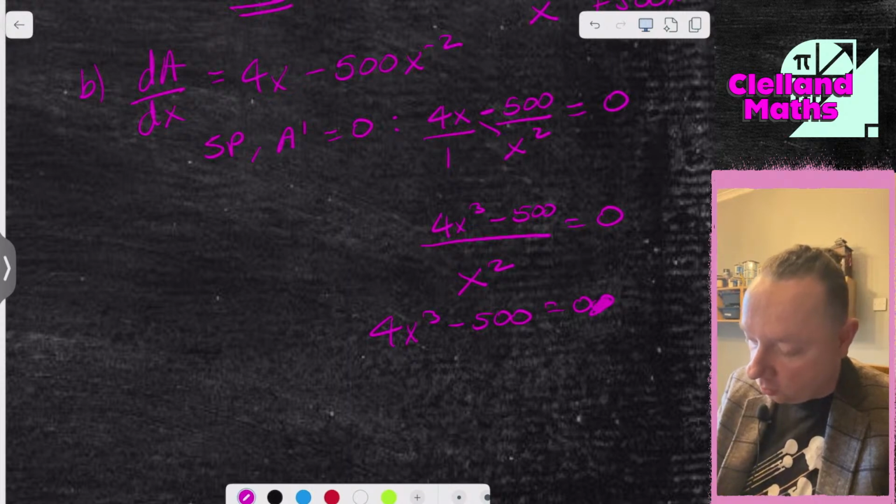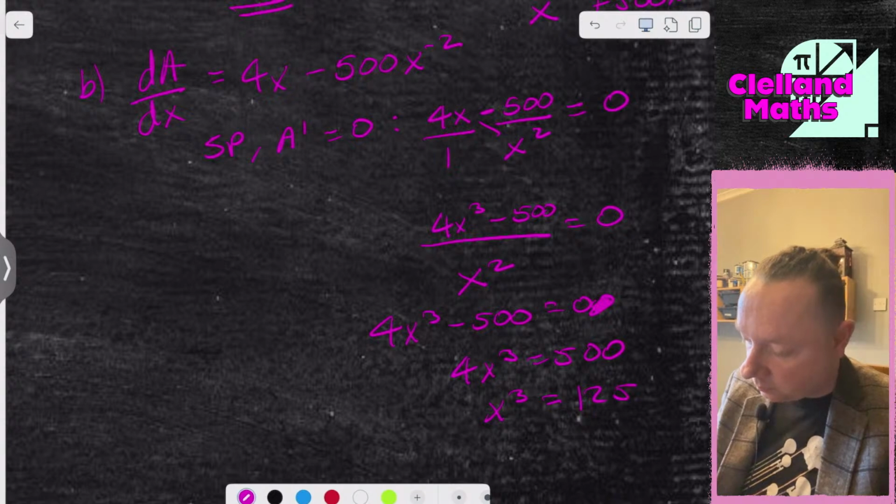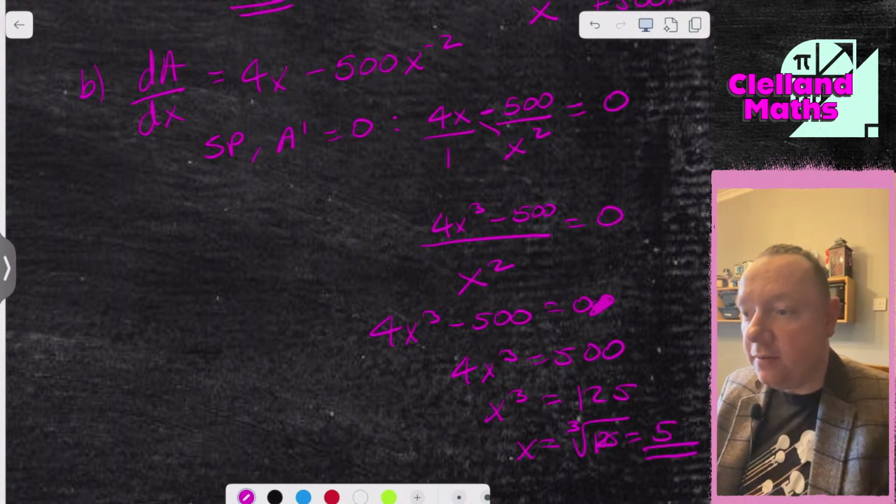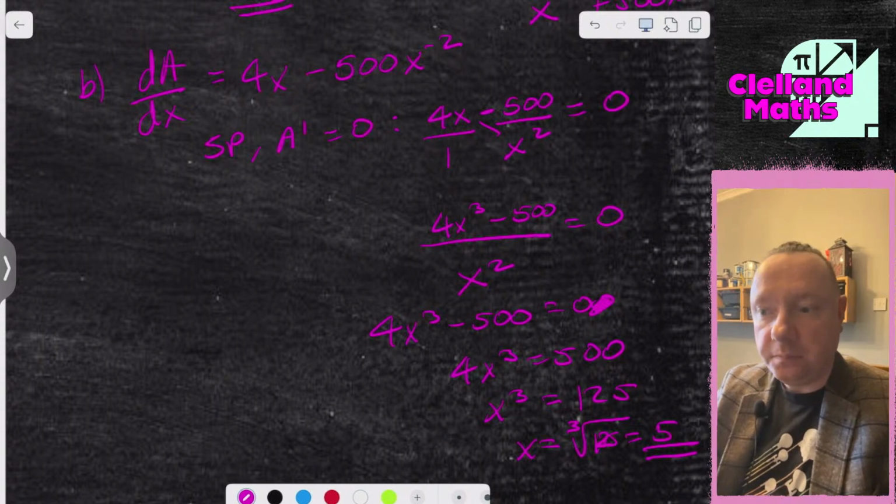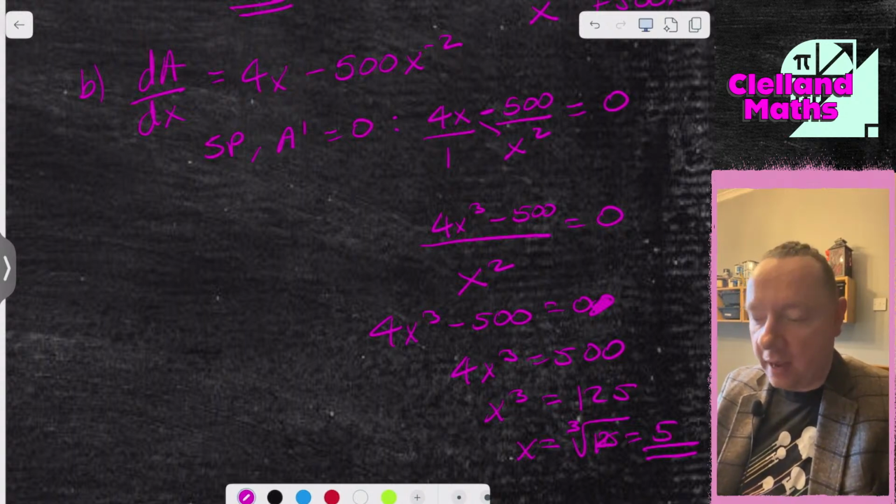Just as 0, of course. So 4x cubed equals 500. It's just a cubic. So x cubed is 125. Cube root of 125 is 5. So x is 5. And there is only one answer, so you could say that is the answer. But you do have to verify it.